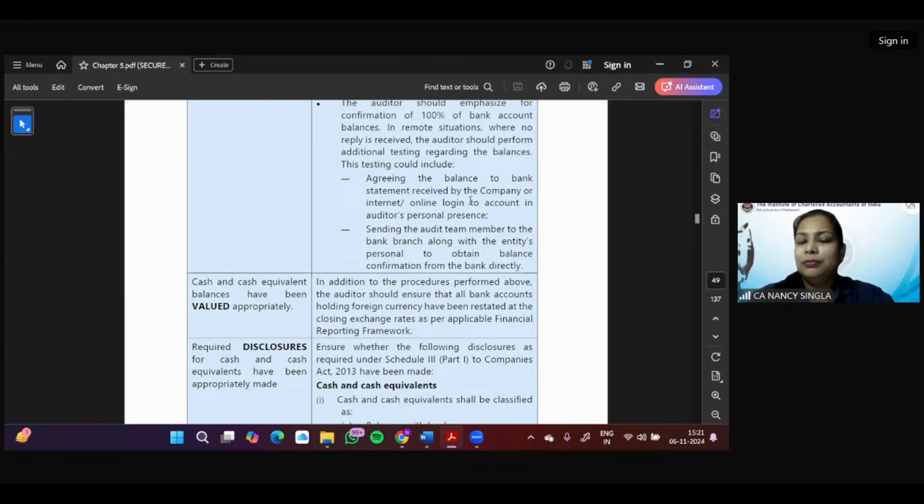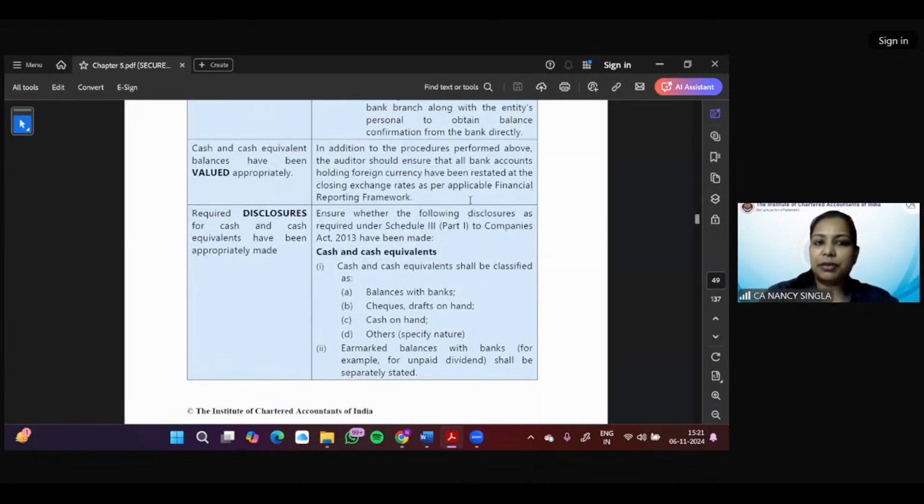He may tally the bank statement that is received by the company and ask the management to provide him with online bank statement in his presence, that please take out a bank statement, and like one of my auditing members is sitting here, so online login to account in auditor's personal presence. Or the second way can be what? Auditor may send one of the audit team members to the bank branch, right, with the entity's personnel to obtain balance confirmation from the bank directly. Very simple. Then the next point is with respect to valuation.